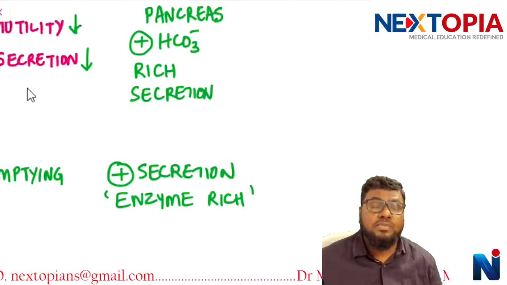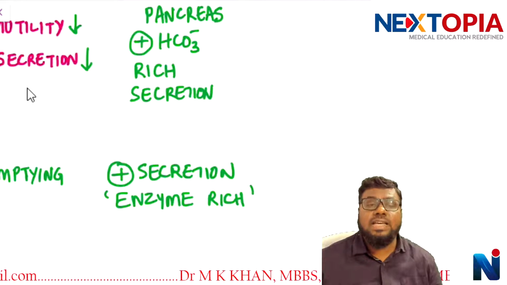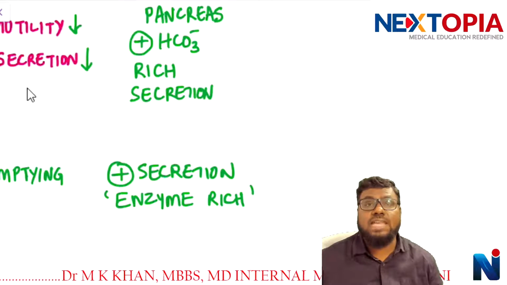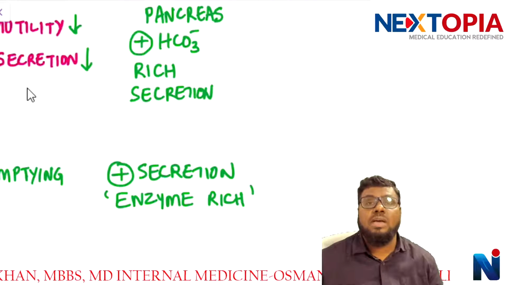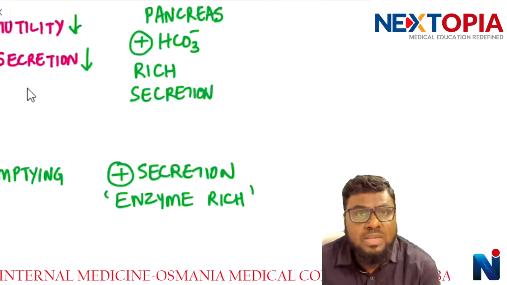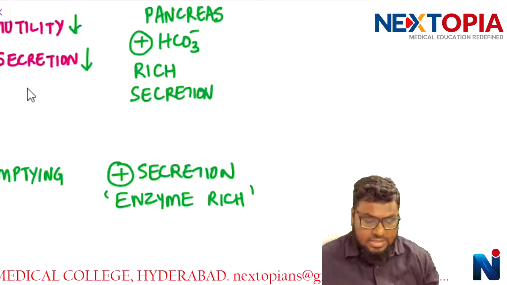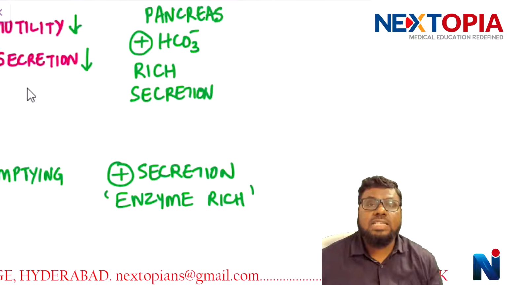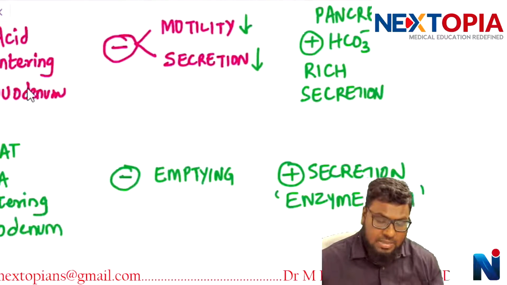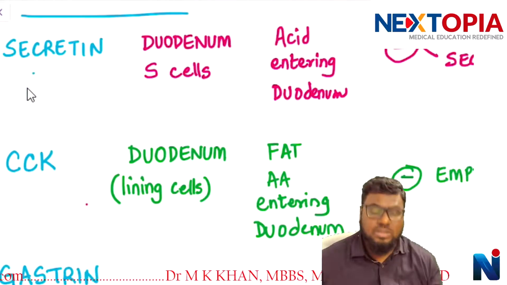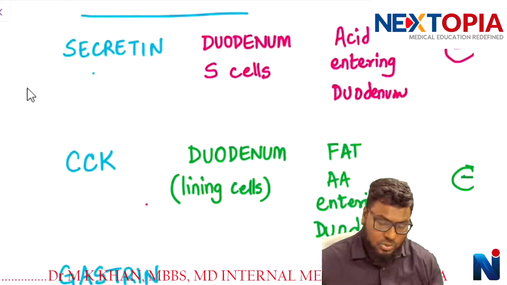Don't eat anything, because acid in the stomach results in secretion of secretin. Secretin causes an increase in bicarbonate rich pancreatic juice. Similarly, enzyme rich secretions are stimulated by the presence of amino acids and fat in the duodenum, that is through the cholecystokinin.